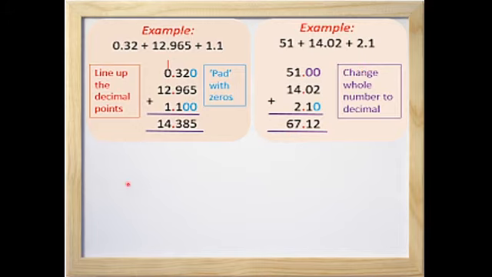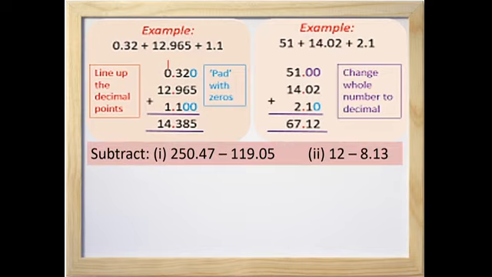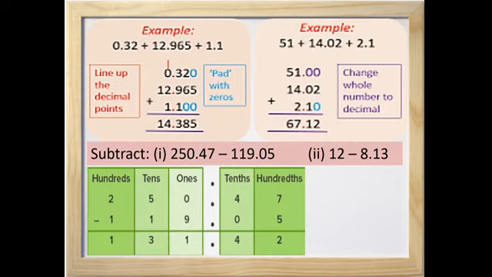Now children, let us learn how to subtract two decimal numbers. Now let us subtract these two numbers. 250.47 minus 119.05. Easily we see that they are like decimals since there are two decimal places in each number. Now let us arrange them in their place value chart and then subtract.